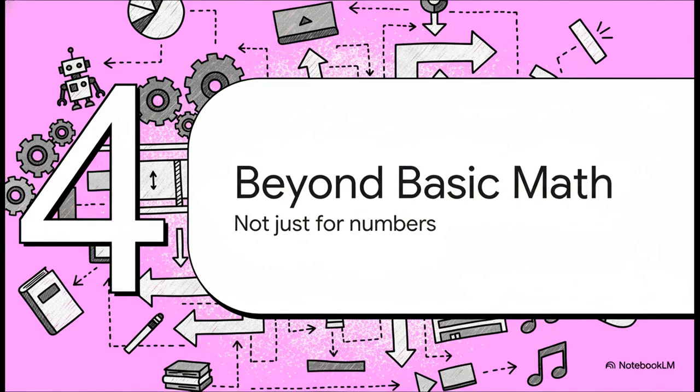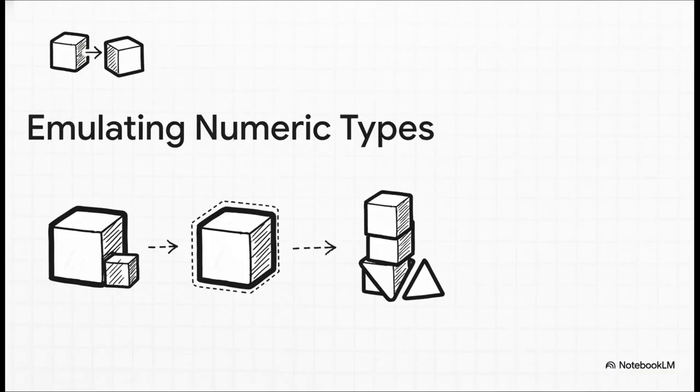Now, don't think this is just for doing math. This whole concept goes way beyond that. You can use it to make your objects behave in all sorts of cool and intuitive ways. So first up, you've got the ones for making your objects act like numbers, which is what we've been talking about. You can define what addition, subtraction, multiplication, and division mean. This is absolutely perfect if you're building classes for things like vectors, or matrices, or even complex numbers.